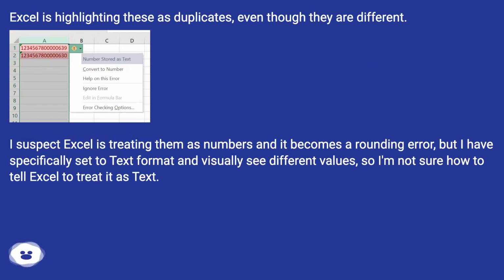I suspect Excel is treating them as numbers and it becomes a rounding error, but I have specifically set to text format and visually see different values, so I'm not sure how to tell Excel to treat it as text.